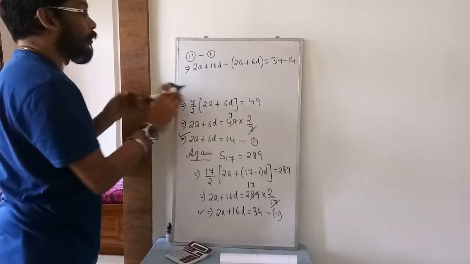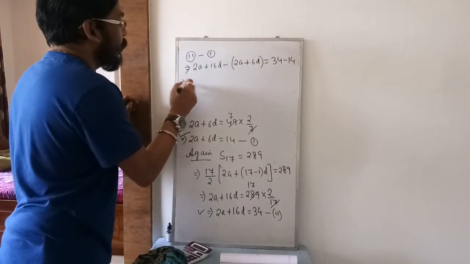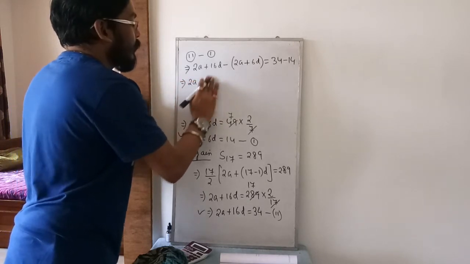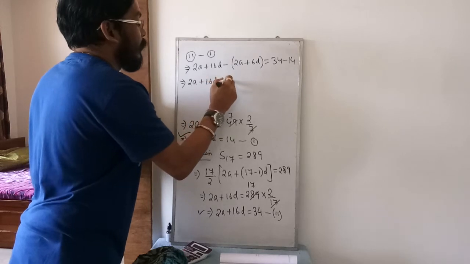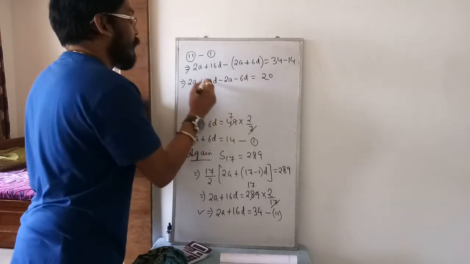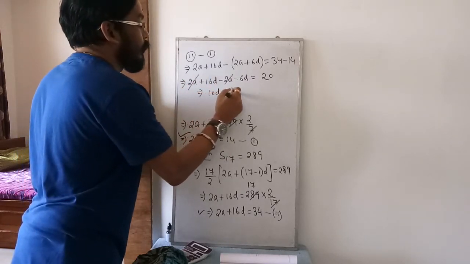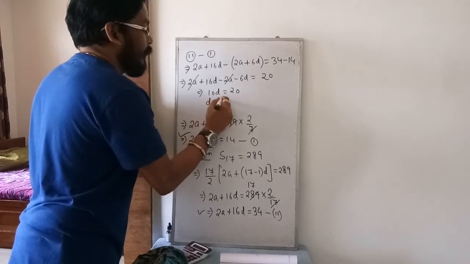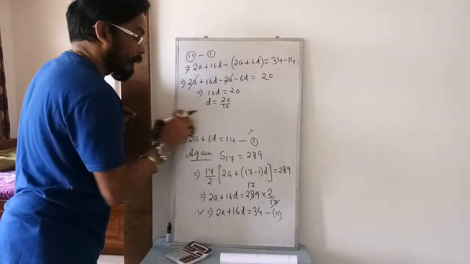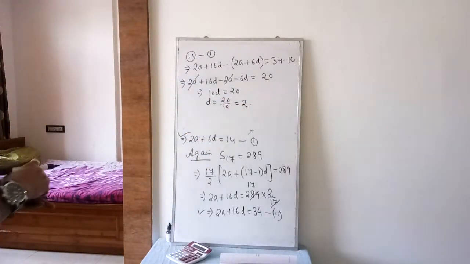Now I will remove the bracket. So it is twice a plus 16d minus twice a minus 6d equal to 20. Twice a minus twice a cancel. It is 10d equal to 20, so d is 20 by 10, equal to 2. Okay, take the screenshot.